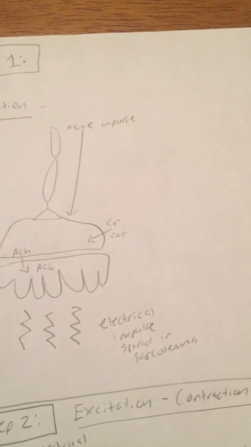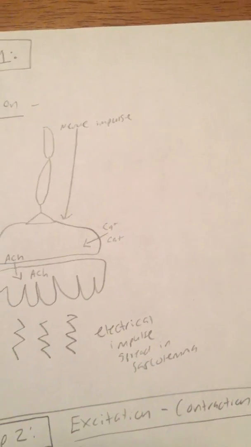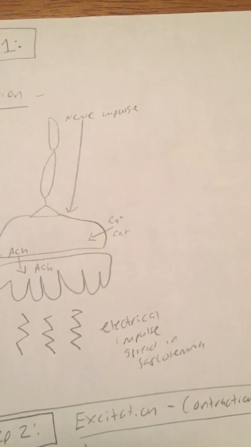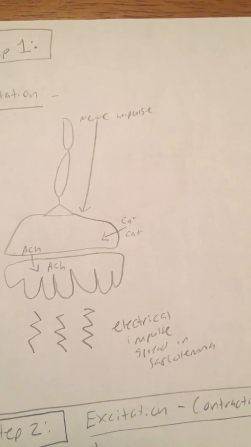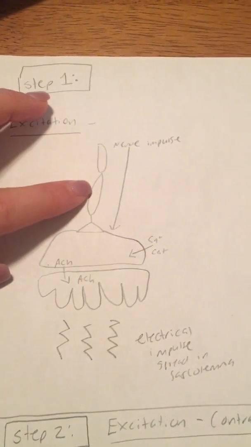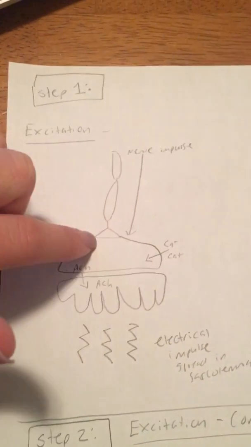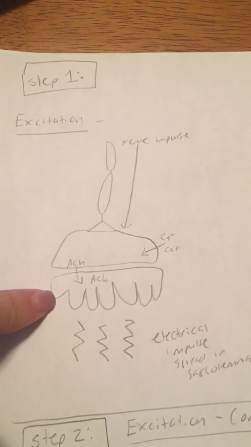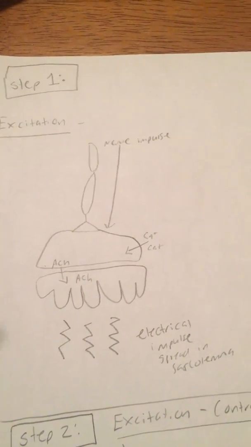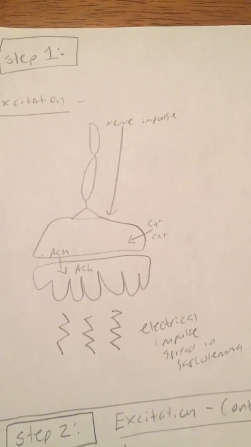These molecules then bind to the sarcolemma of a muscle cell. The binding of the ACH molecules causes electrical signals in all directions of the sarcolemma. So here we can see the nerve impulses coming down into the synaptic knob, the calcium coming in, and the ACH moving into the synaptic cleft, and then the electrical impulses being spread.